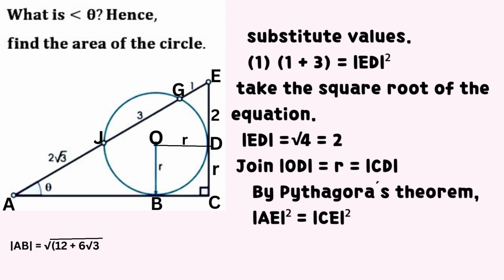Join line OD, which equals R, that is equal to line CD. By Pythagoras theorem, the square of line AE equals the sum of the square of line CE and the square of line AC.